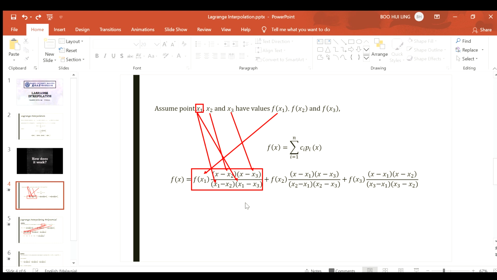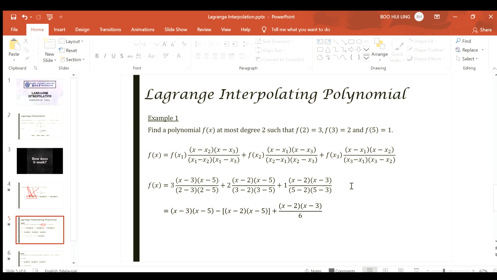So the only way to form this equation is to solve it part by part, and we need to take the first point and the value of the first point and substitute it into the first part. The upper part of the fraction is just using the unknown x minus the other points that we didn't take, and divided by the point that we take minus the points that we didn't take. So I think that you all will have a better understanding about the Lagrange interpolation now. So let's look through the example.